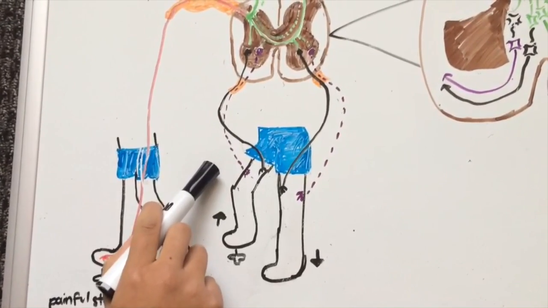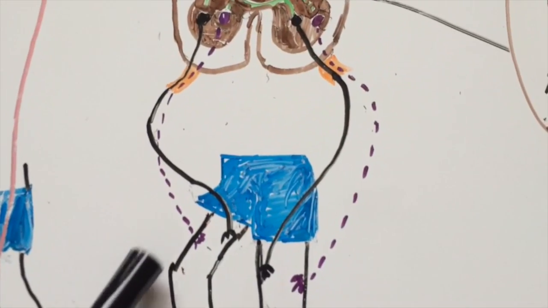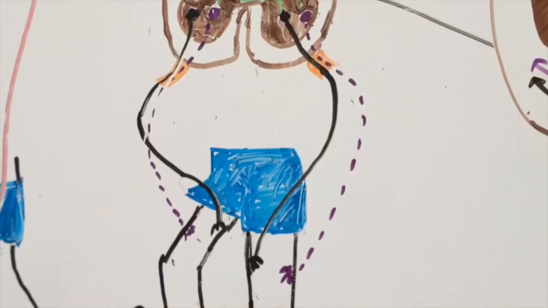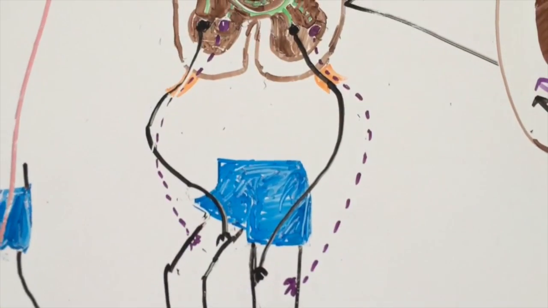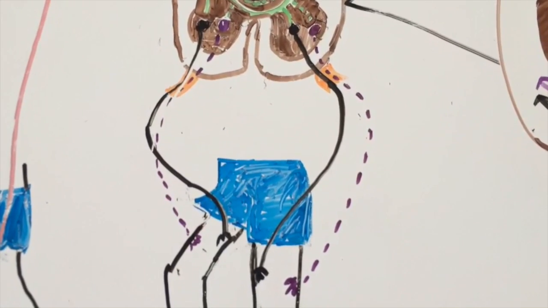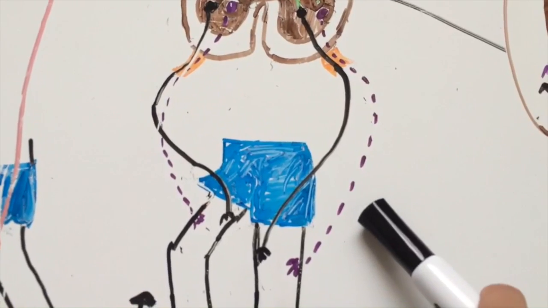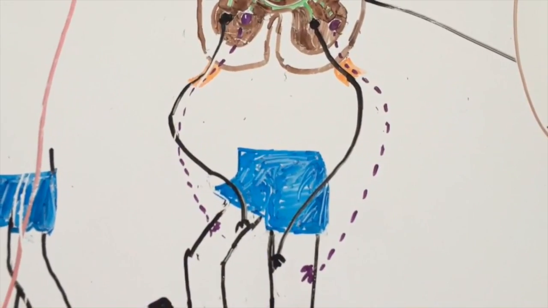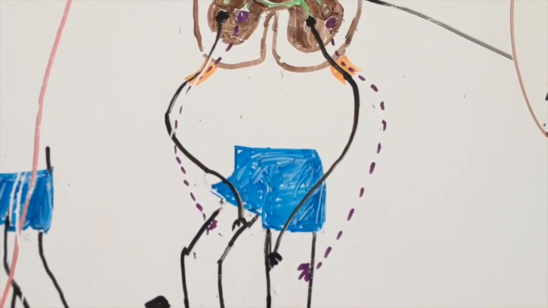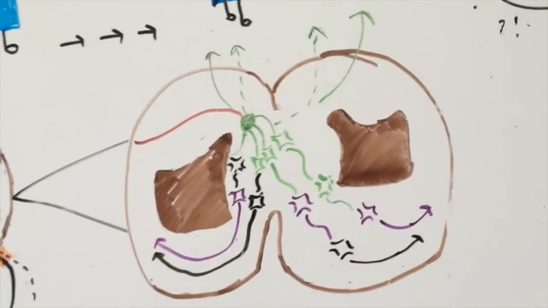This first cord right here, this purple cord, is the extensor inhibited, and this first black cord right here is the flexor stimulated, and this purple cord right here is the flexor inhibited, and this last black cord right here is the extensor stimulated. But now let's take a closer look at the spinal cord.